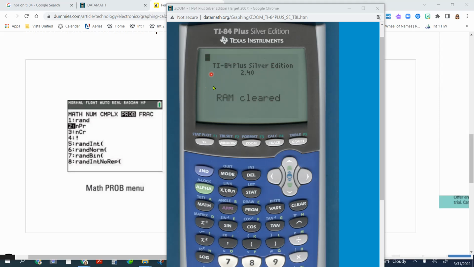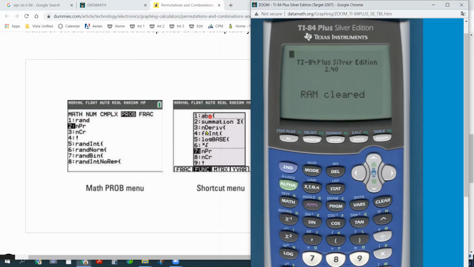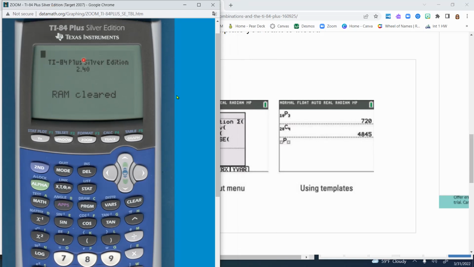I personally don't use that button. I use alpha and window. And when you use alpha and window, you're going to get these sets of choices. Here is your factorial that we're using on Friday. And then here is your permutation. That's how I personally would do that. You can either put the front number first, or you can choose it first and then put the numbers in. It will work either way.